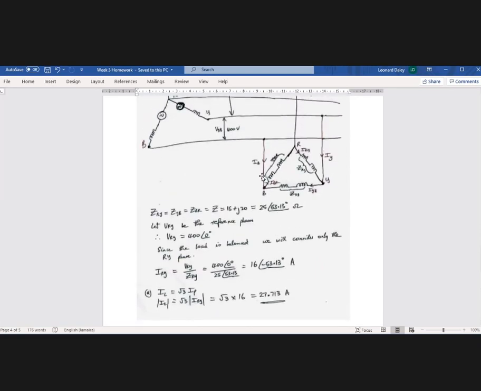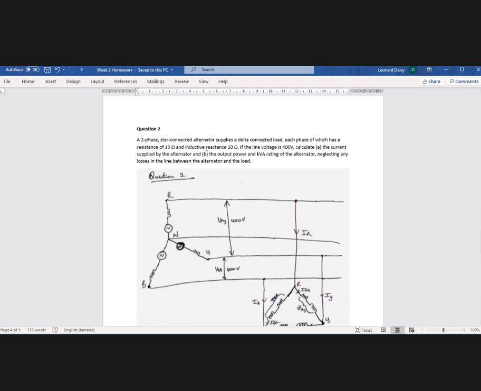Now, part B of the question asks us to find the output power and kVA rating of the alternator, neglecting any losses in the line between the alternator and the load. It says that there are no losses in the lines between the generator and the load, so assume zero resistance along these lines. That's what it's asking us to do.